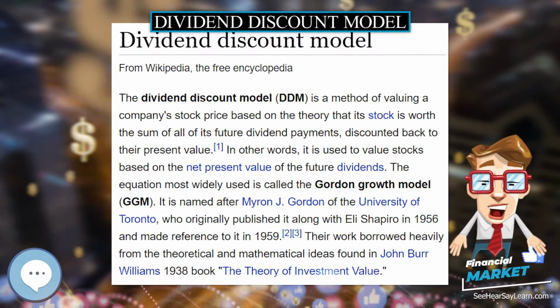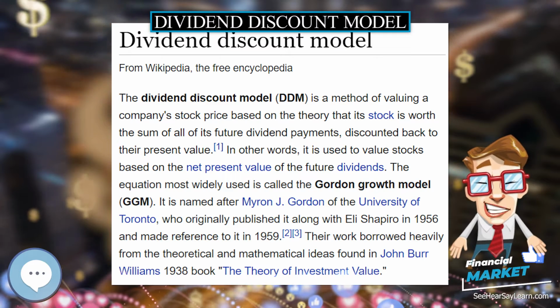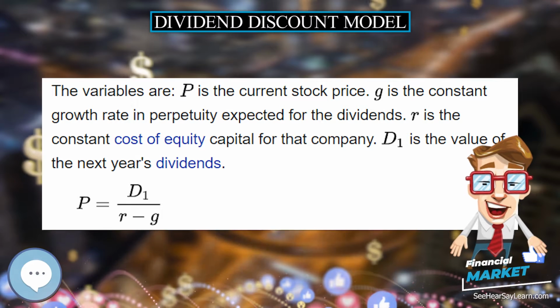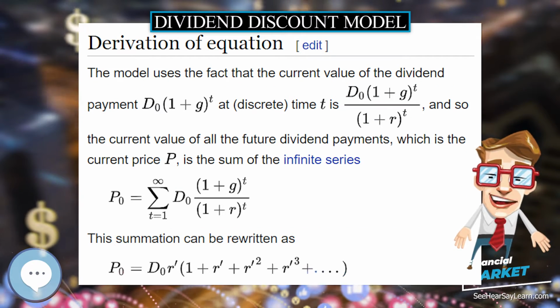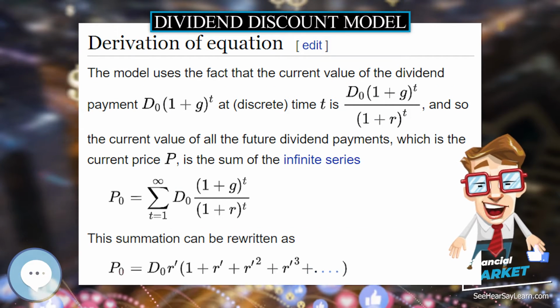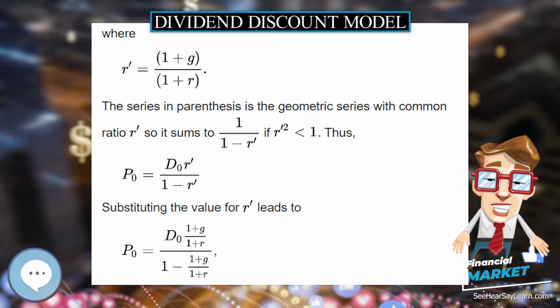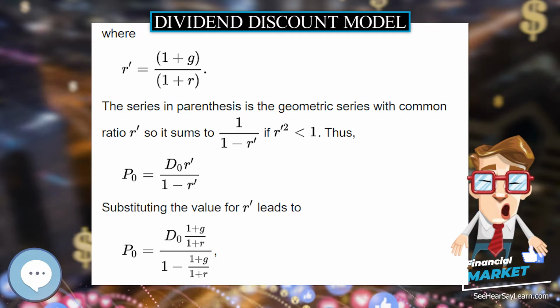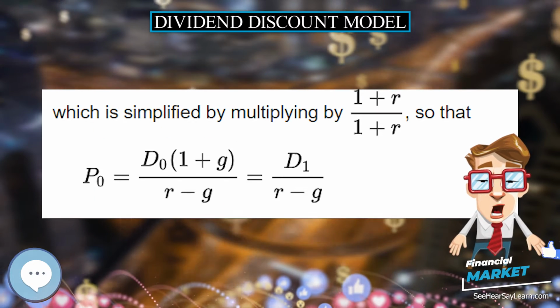Dividend discount model. The dividend discount model, DDM, is a method of valuing a company's stock price based on the theory that its stock is worth the sum of all of its future dividend payments, discounted back to their present value. In other words, it is used to value stocks based on the net present value of the future dividends.